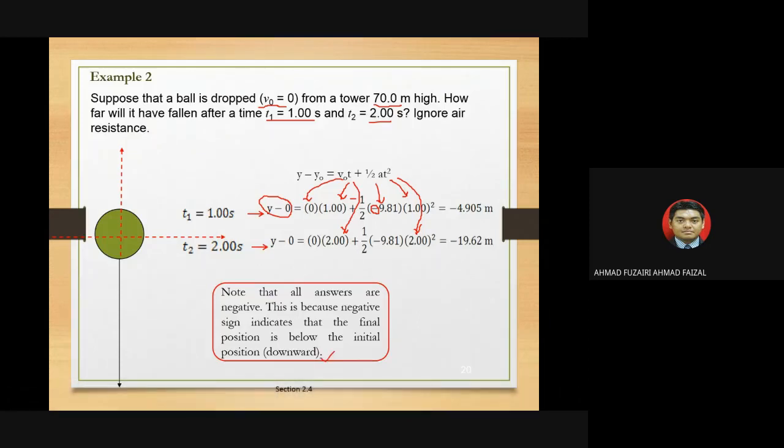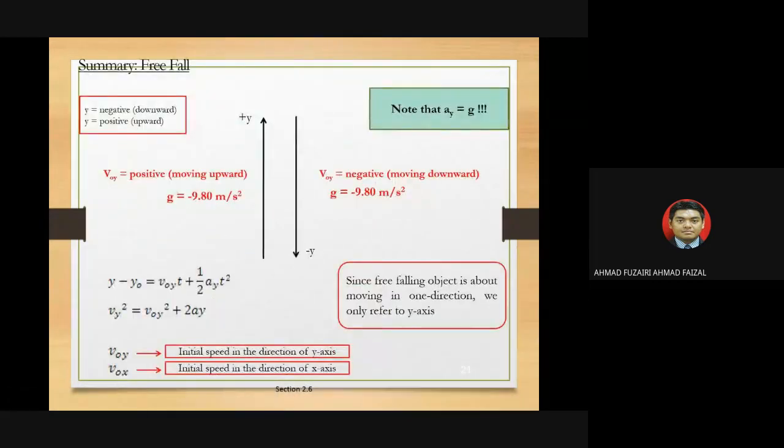For a summary of free fall, every object moving upward will have positive velocity while moving downward will have negative velocity. The gravitational acceleration is always negative 9.8 meters per second squared everywhere in the motion, as gravity is directed downward. Since a free fall object moves in one direction, we only refer to the y-axis.